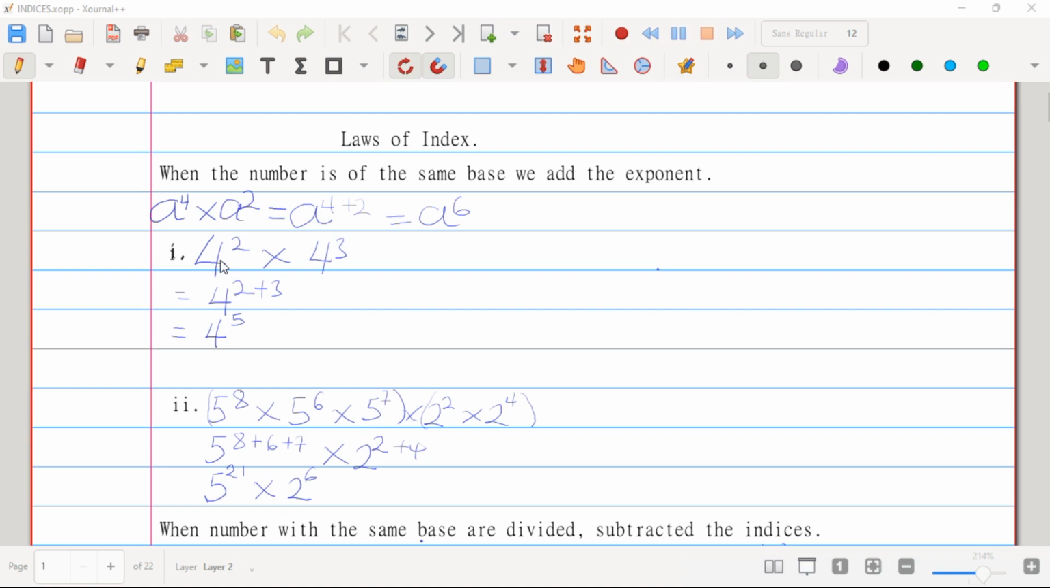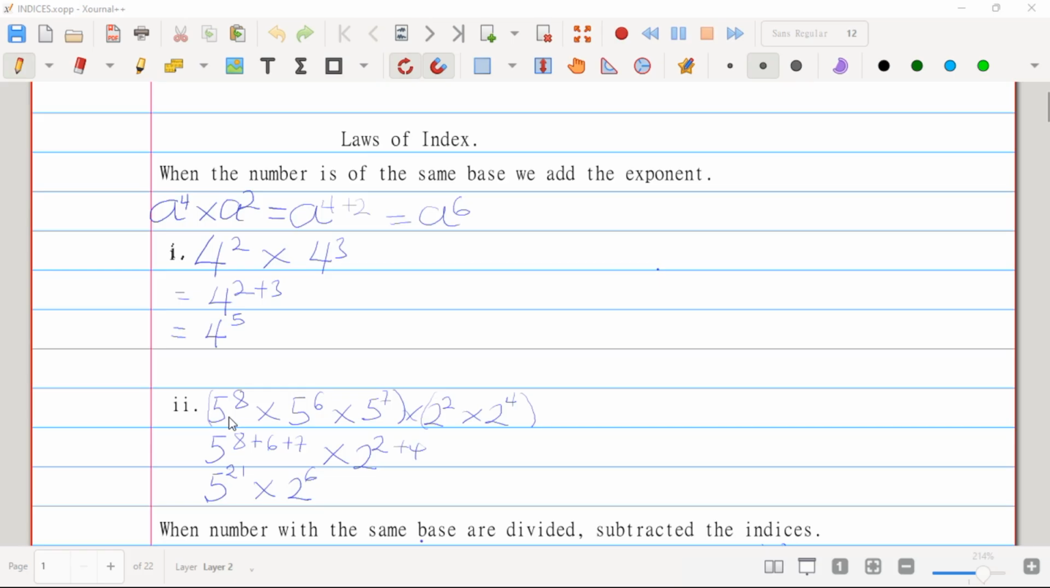So this is an example of the laws that you have seen here. We are saying that 4 raised to the power 2 times 4 raised to the power 3. Here we have the same base, 4 and 4. You are just going to pick one of the bases and then add the exponents. So you are going to have 4 raised to the power 2 plus 3. And 2 plus 3 is going to give us 5 as our final answer. So you are going to have 4 raised to the power 5 as our final answer.